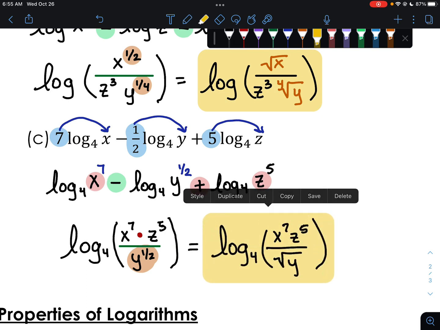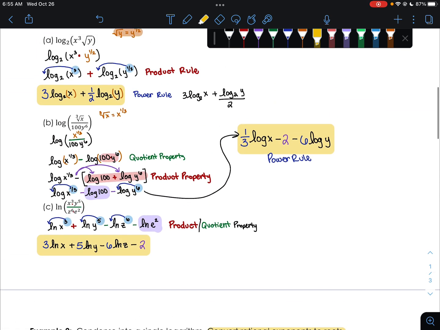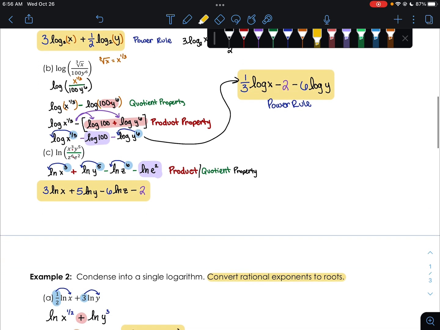So what you should notice is that when we expand, however many logs we have is however many terms we had. So in A, we only had an x and a y, so we had 2 terms. In B, we had an x, a number, and y, so we had 3 different logs, but then the number ended up simplifying. In C, we had an x, a y, a z, and an e.